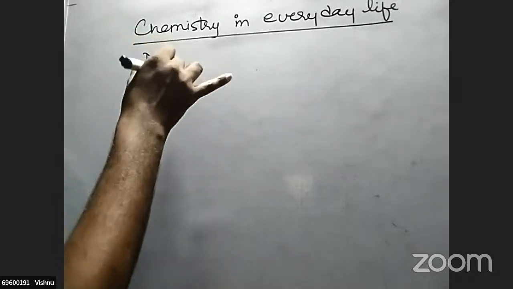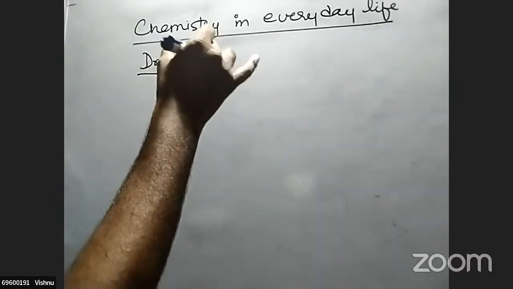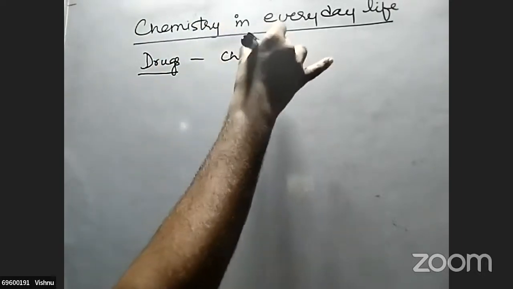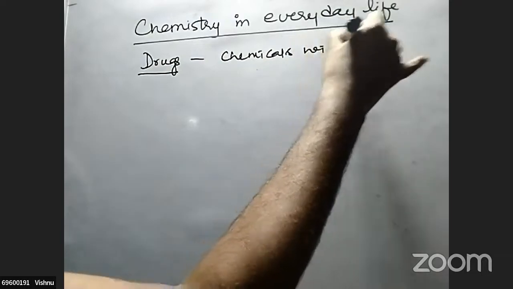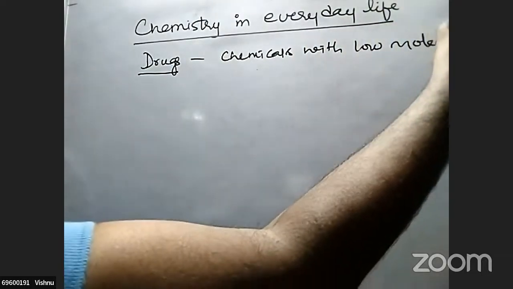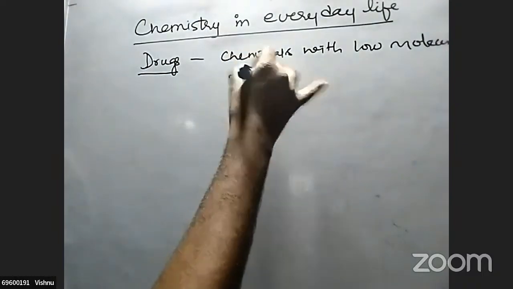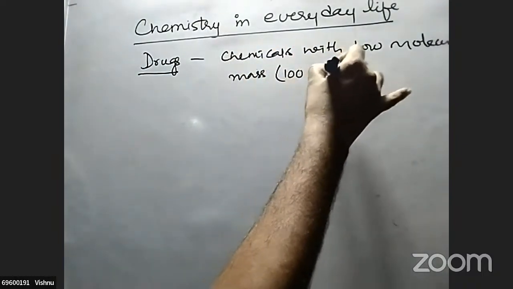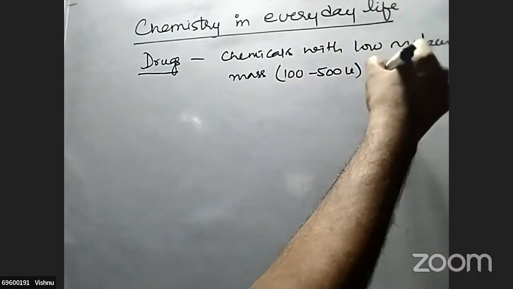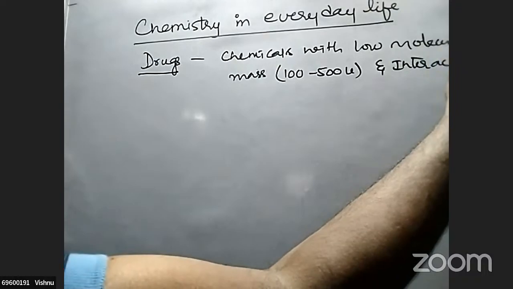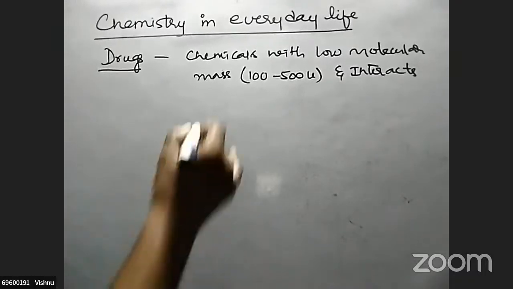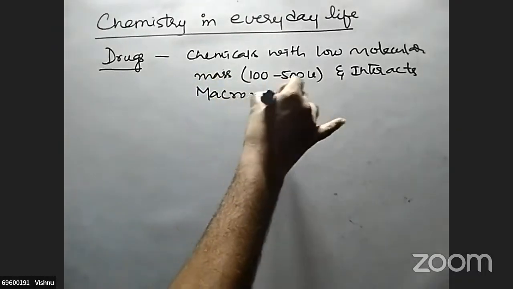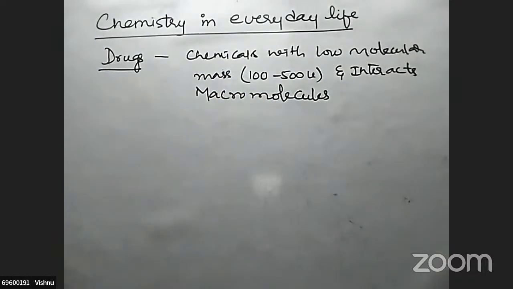So it explains mainly about drugs and medicines. First, what is the meaning of drugs? These are chemicals with low molecular mass. What is that? 100 to 500 units of mass, and interacts with macromolecules. These are called drugs.